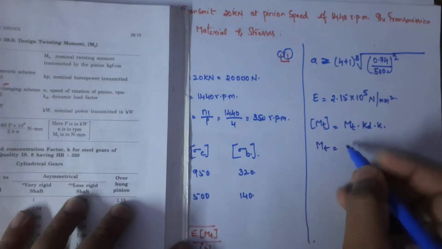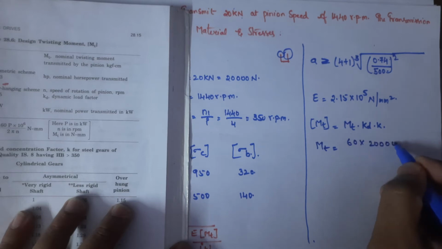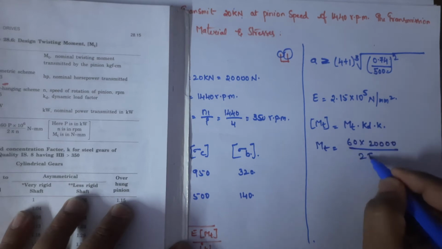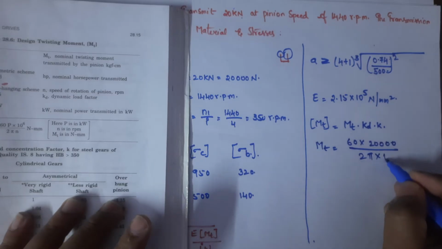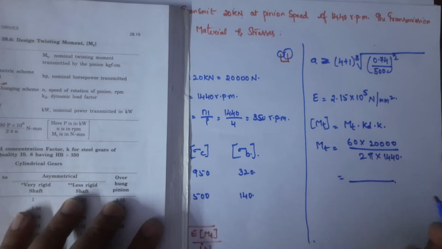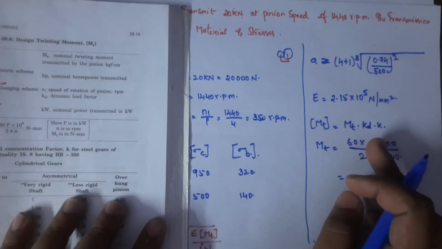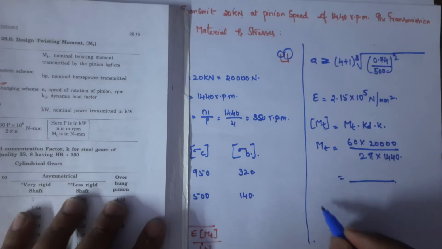Mt is equal to 60 into 20,000 by 2 pi N, with N value 1440. So you can find the value of Mt. After finding the value of the nominal twisting moment, you can substitute the value in this format and find the design twisting moment.